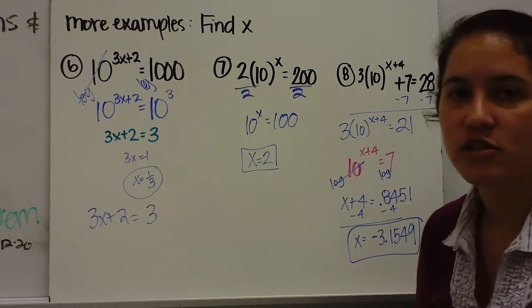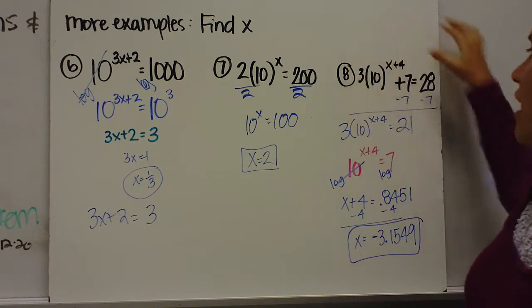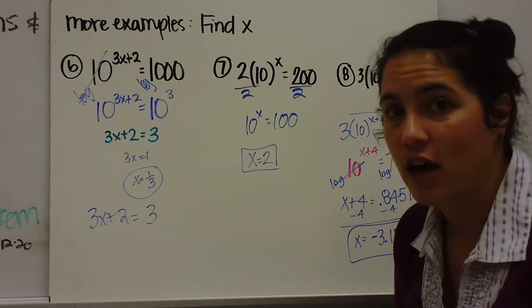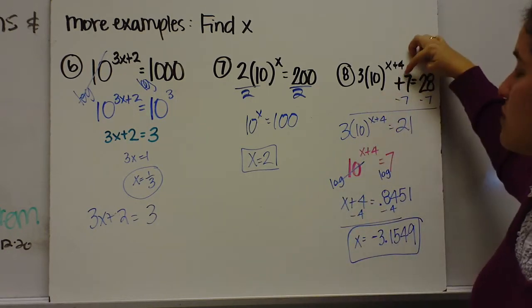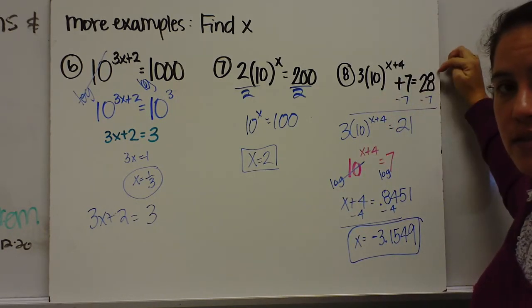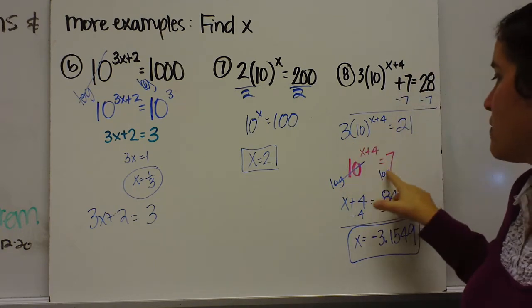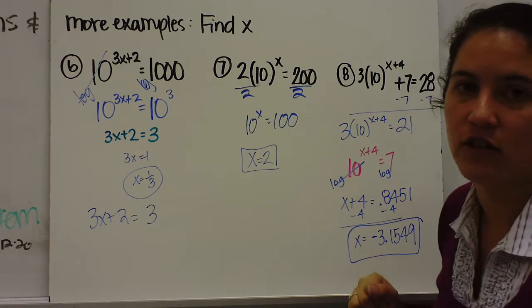Okay? So let me just go back through that one more time. When you have an equation like this, we know we want to get a base of 10, then we can use the log function to undo it. I have to subtract 7 from both sides, then I had to divide by 3, then I can use my log function and I can undo that base of 10.